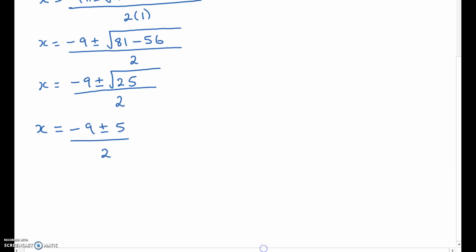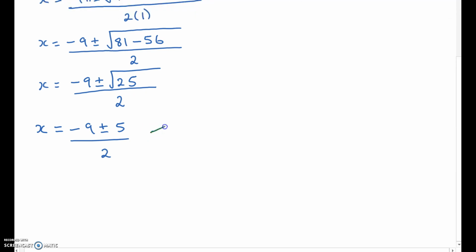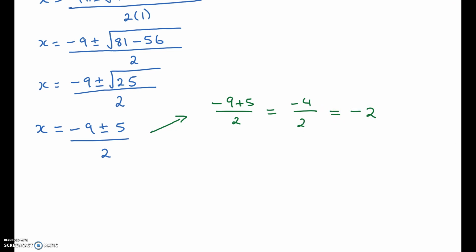And what we have going on here, we can split this up into two problems. One of them, use the plus: minus 9 plus 5 over 2. If we do that, that gives you negative 4 over 2, which is negative 2. And we can also look at using negative 5, so it would be minus 9 minus 5. So we have minus 9 plus or minus 5: go with minus 9 plus 5, and then separately minus 9 minus 5, all over 2. That's negative 14 over 2, which is negative 7.